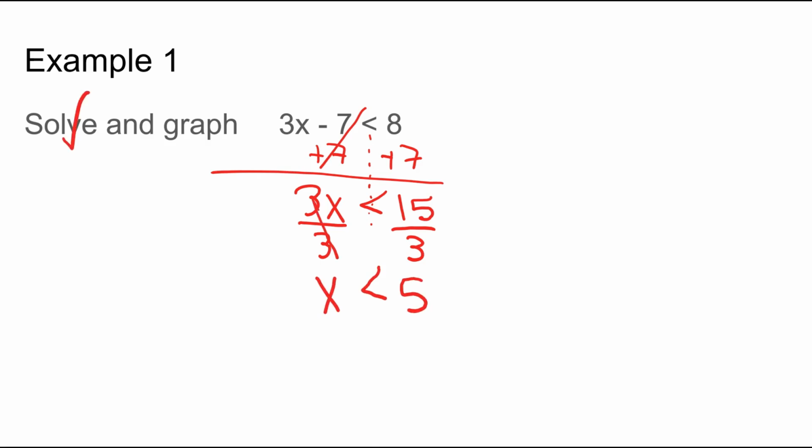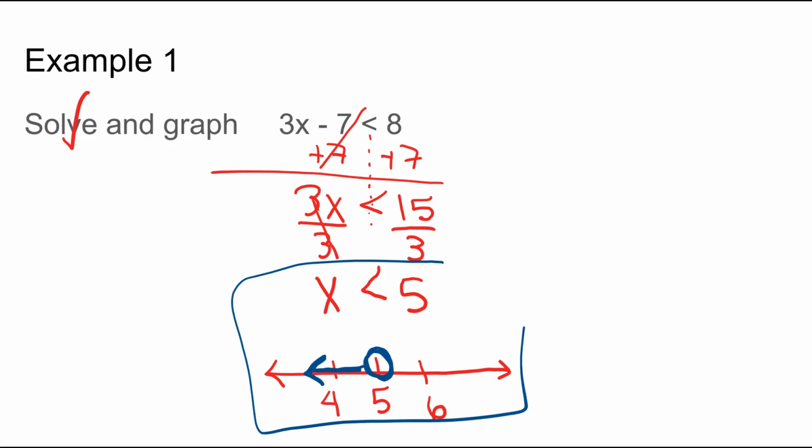I solved it. Let's graph it. So we're going to draw a number line. Always put your number right here in the middle and then put one number on either side. Then decide, okay, do I want an open circle or a closed circle? It's less than, so I want an open circle. And then I'm going to follow the direction, and then at the end I have my less than symbol. So that has been solved and graphed.